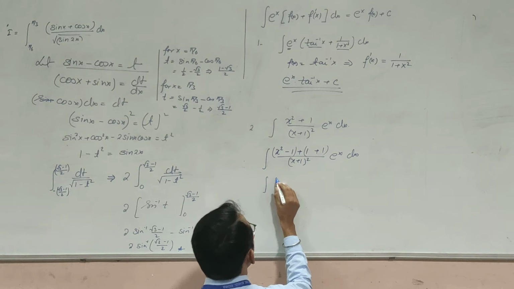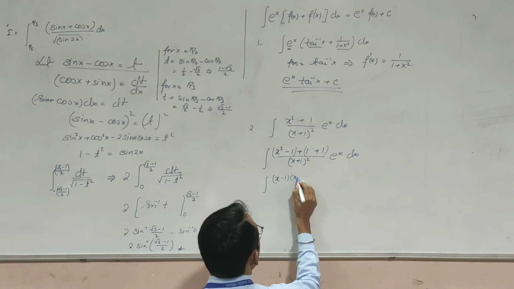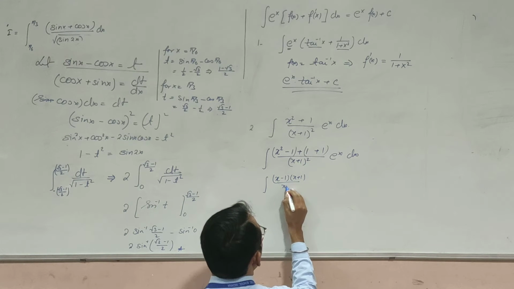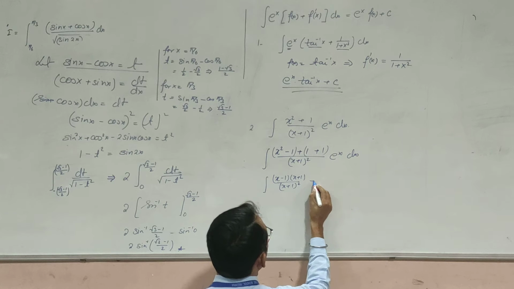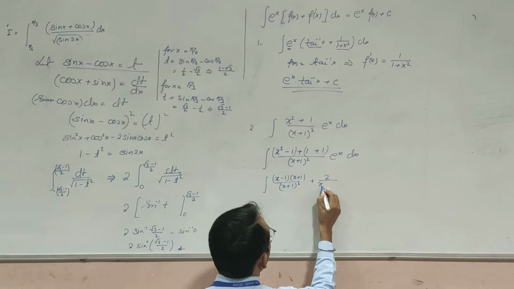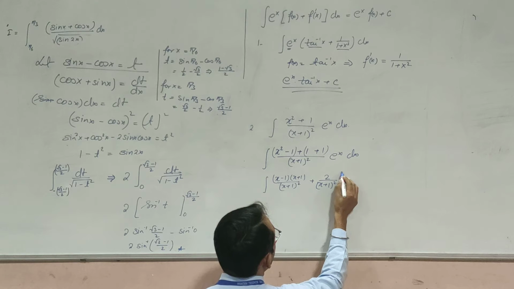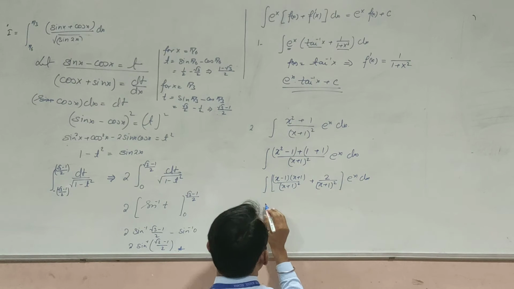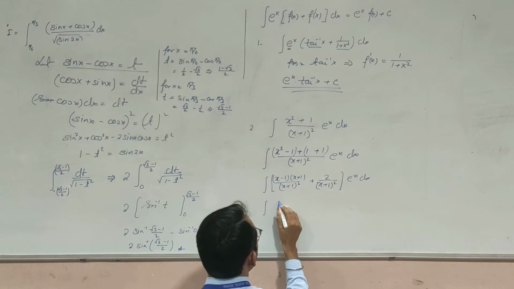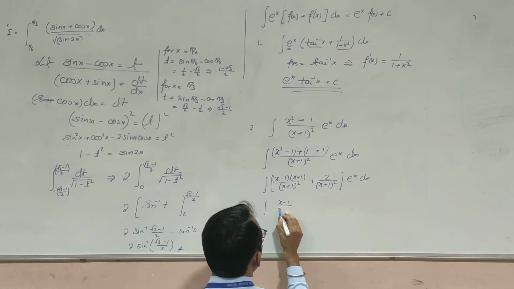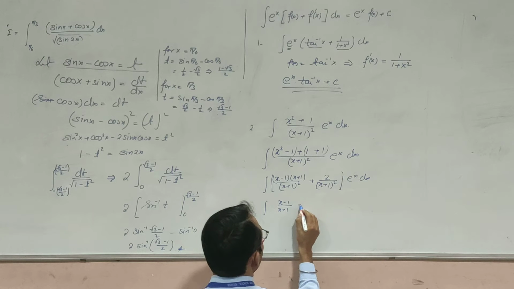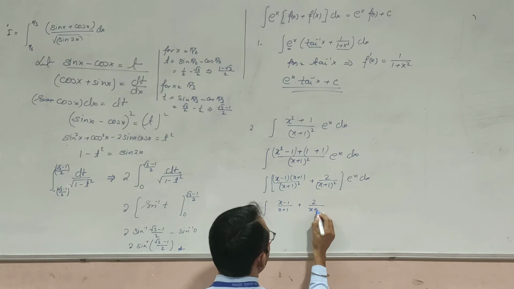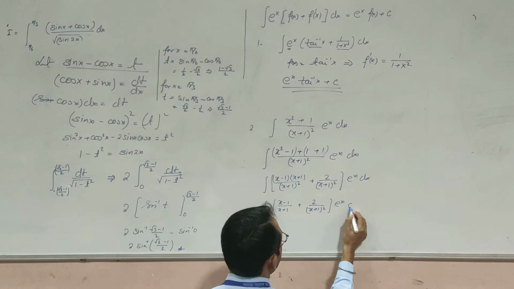Let me show you. It will become (x square minus 1) by (x minus 1)(x plus 1) upon (x plus 1) whole square plus 2 upon (x plus 1) whole square into e to the power x dx. Next step, I could write it as (x minus 1 upon x plus 1 plus 2 upon (x plus 1) whole square) e to power x dx.